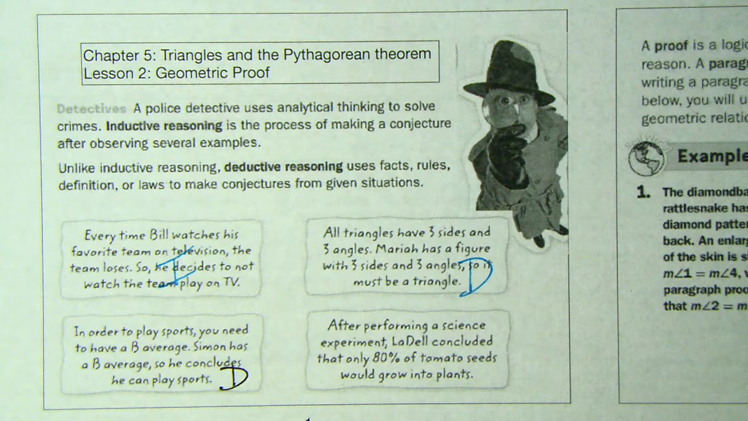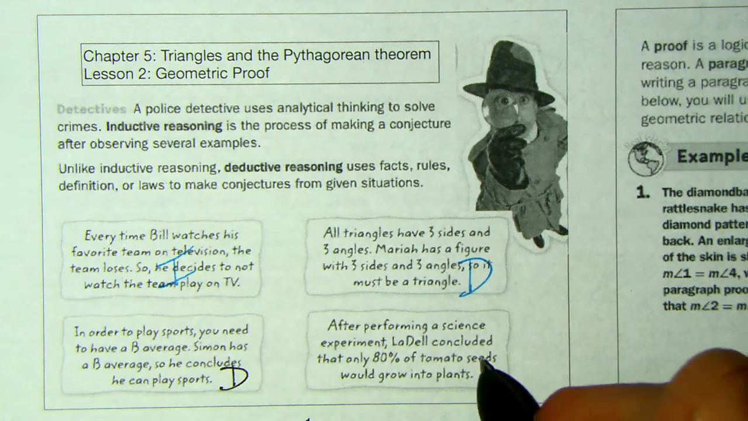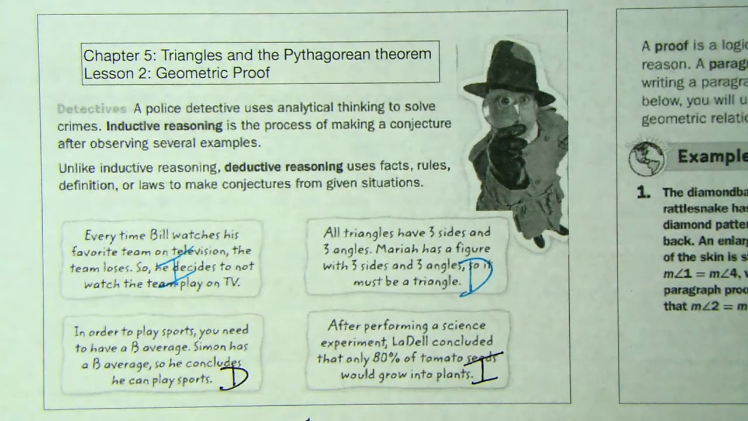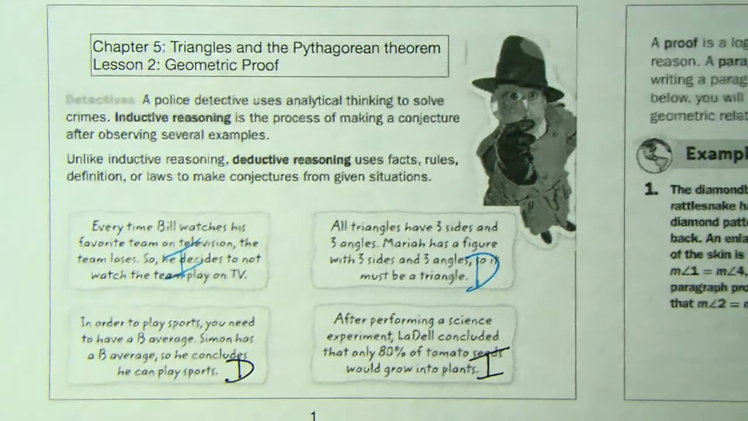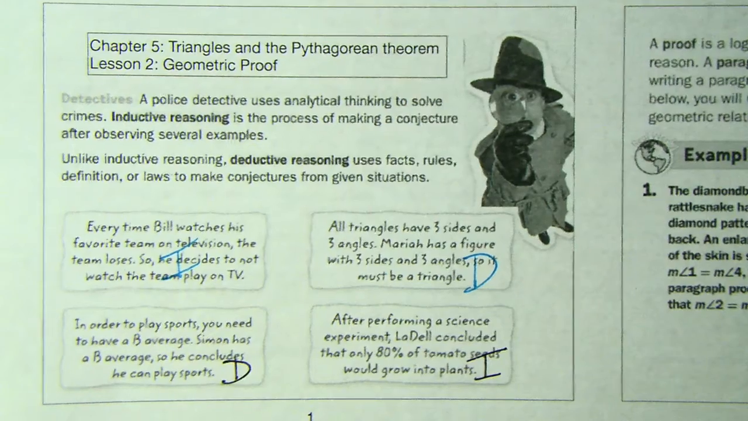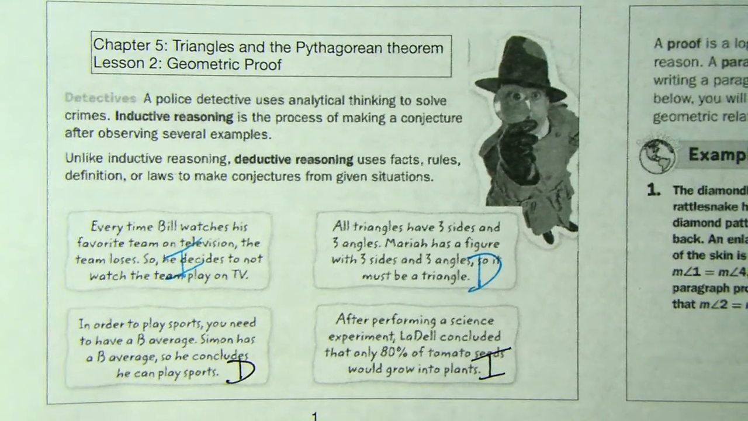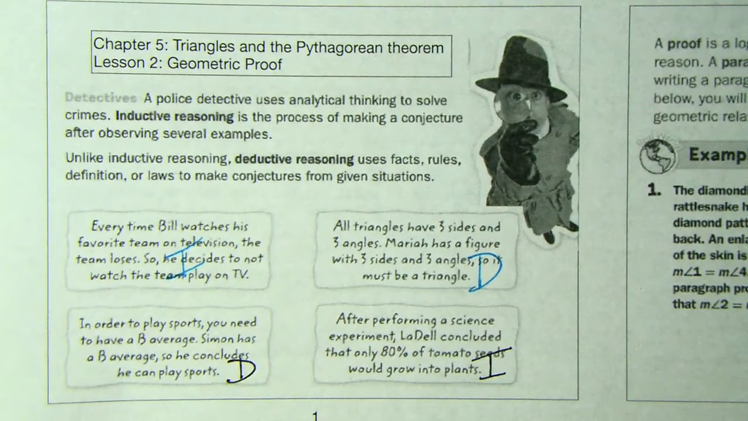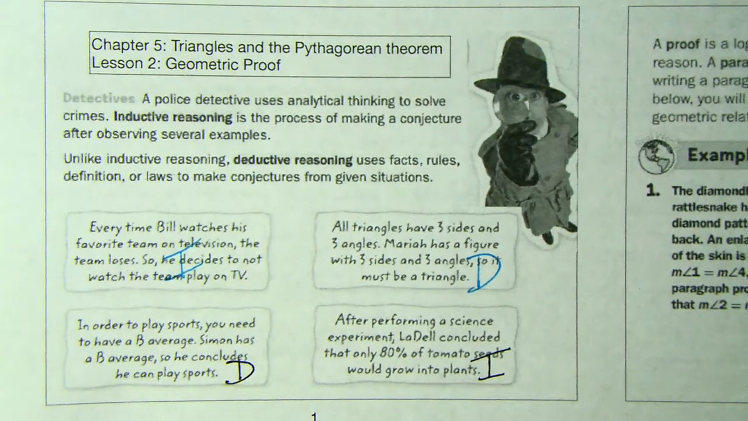tomato seeds would grow into plants. That is inductive. It is inductive reasoning because it's based on observations that he watched over time. Okay? It's not a guarantee that if he planted 10 plants, only 8 of them would survive and 2 would die. They might all 10 survive, right? Well, maybe only 3 would survive. That's a bit bad luck, but it's possible.